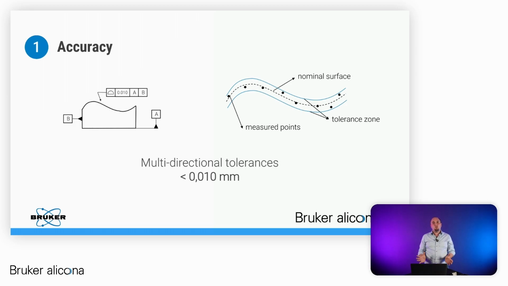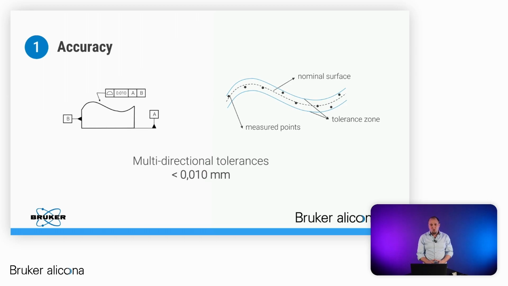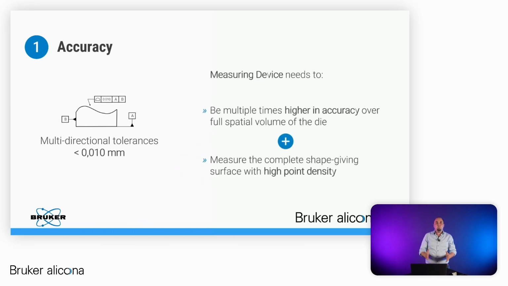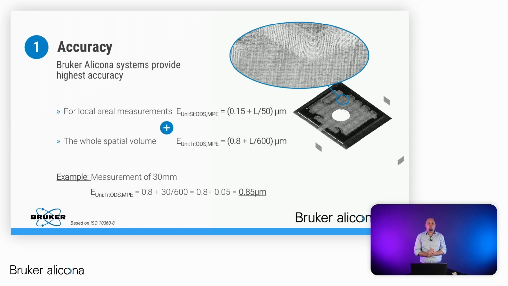When we are going to measure these parts, we have measured points and we have the nominal surface. So the measurement point has to be within a certain tolerance band in relation to the nominal surface. For the measurement device, it means that the measurement needs to be multiple times higher in accuracy over the full volume of the die. And of course, we have to measure this complex shape with a high point density. With our micro CMM, we can exactly reach this.